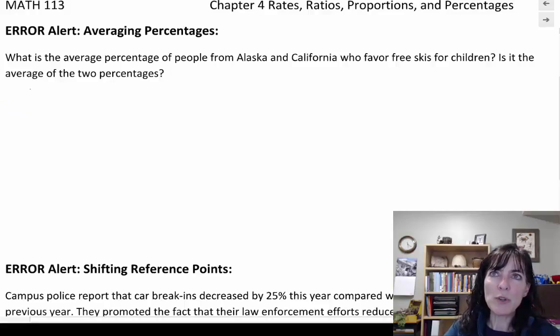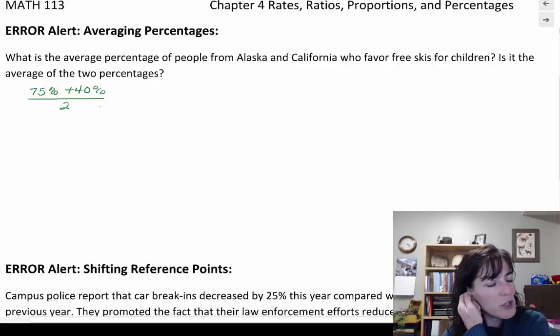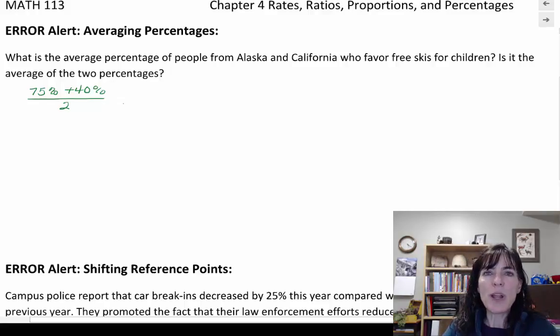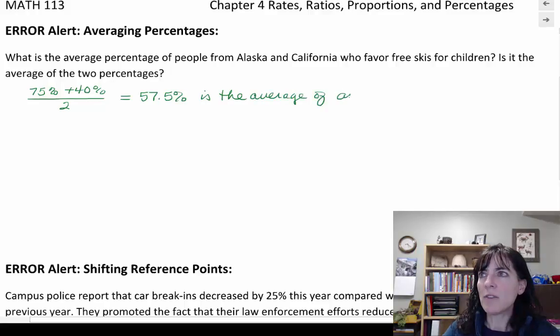So if we average the two percentages, we would have 75% plus 40%, and I'm just doing your standard average or mean from what you might have learned in grade school, where you add up all the numbers you have and divide by how many there were. And so I have two numbers to divide by, so I'll do 75 plus 40, and I get 115 divided by 2, and I get 57.5. So this would be 57.5% is the average of averages.